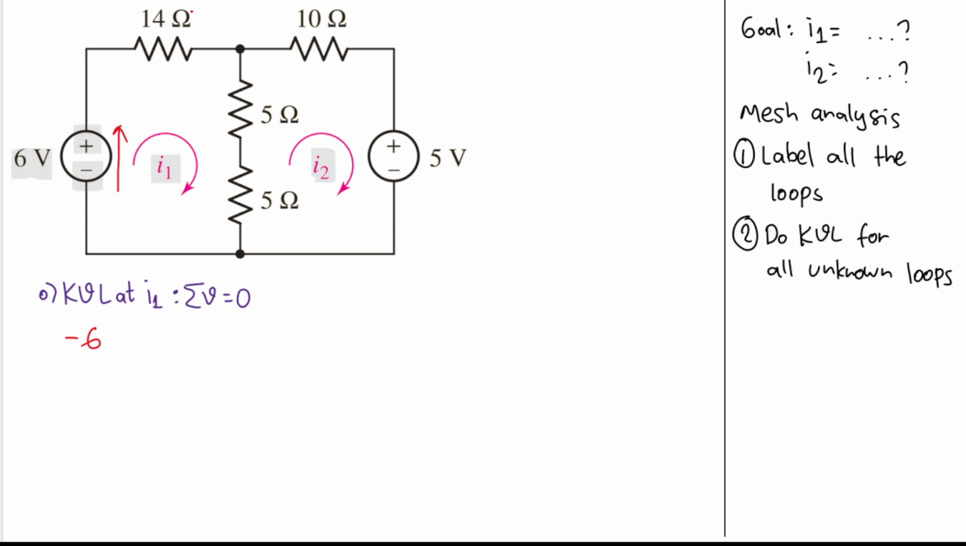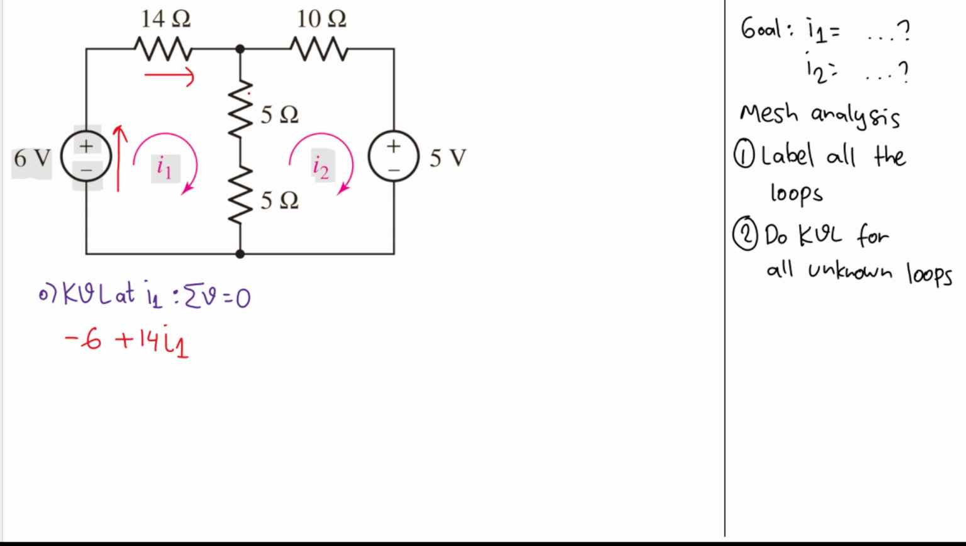Now let's move on to the second component, which is this 14 ohm resistor. So I will have plus 14. But then this is resistance. We need voltage. To get voltage from resistance, we need to multiply it by the current. And the only current that passes through this is I1. So I will have 14 I1 here.